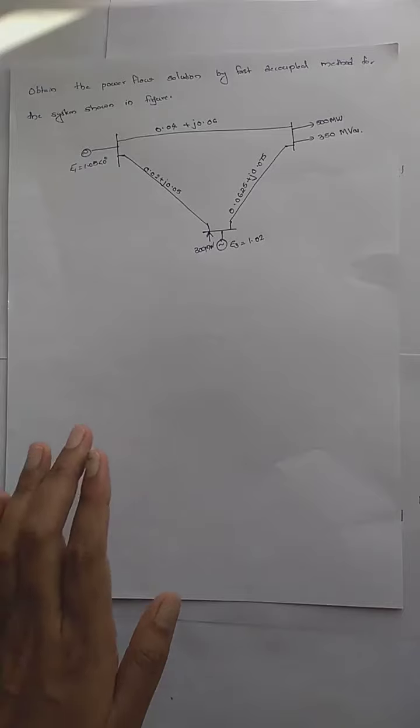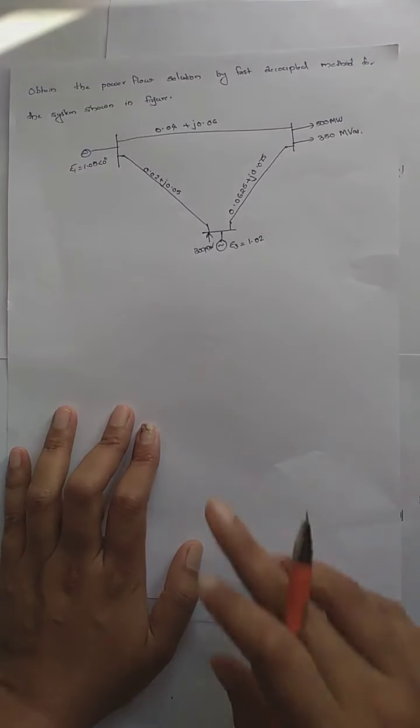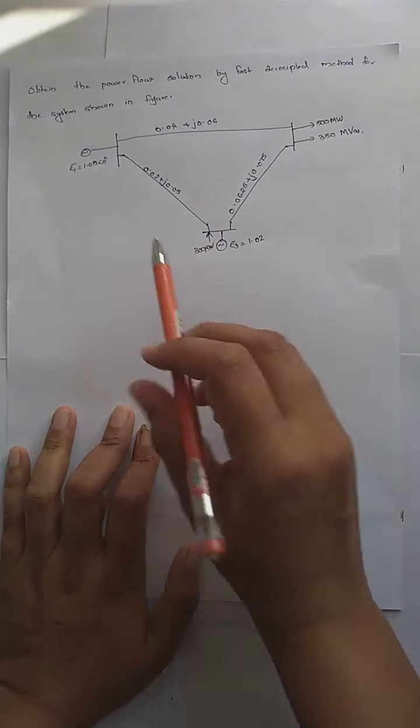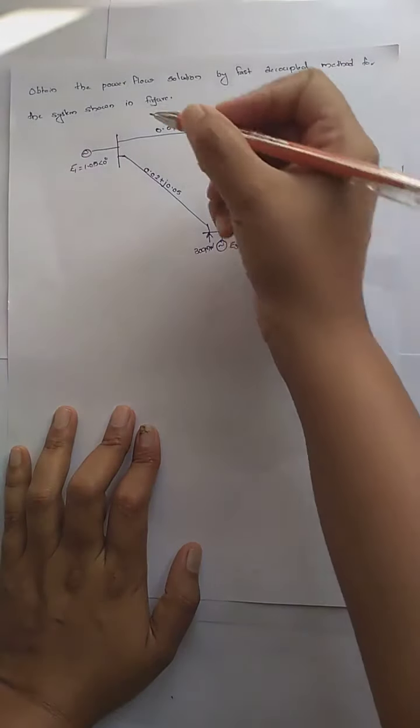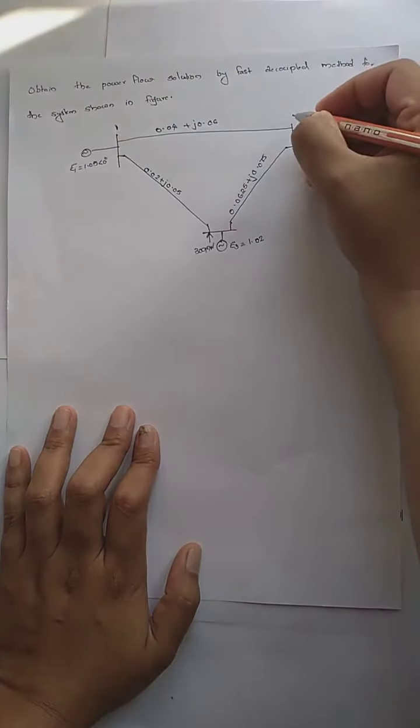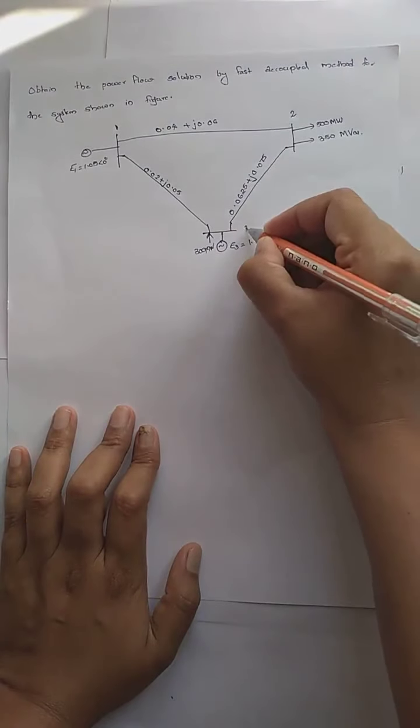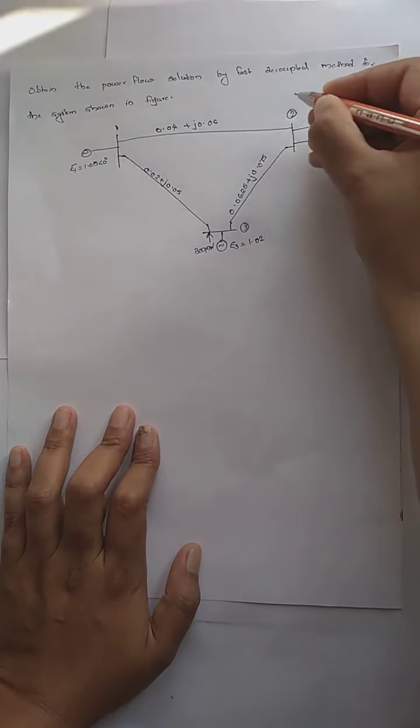Good morning all. Today we are going to discuss a problem on fast decoupled load flow analysis. You can see my diagram here. There is one voltage source. This is my bus 1, this is my bus 2 and this is my bus 3.